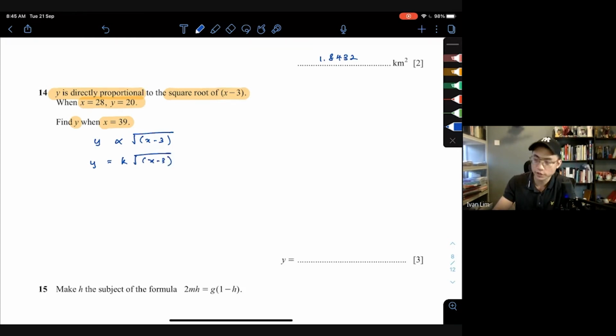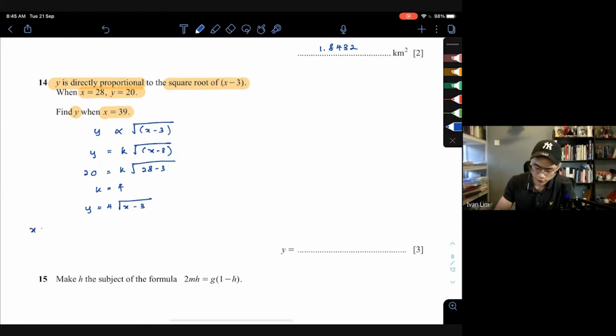You got to calculate what's your k first. Sub in the values that you have, 20 and 28. y equals 20, and this will be 28. Calculate this, you'll get k equals 4. Now we have our k value, so this will be the exact equation. y equals 4 square root of x minus 3. Now we want to find when x equals 39. So just sub in 39 minus 3 and you will get 24, because 4 times 6.